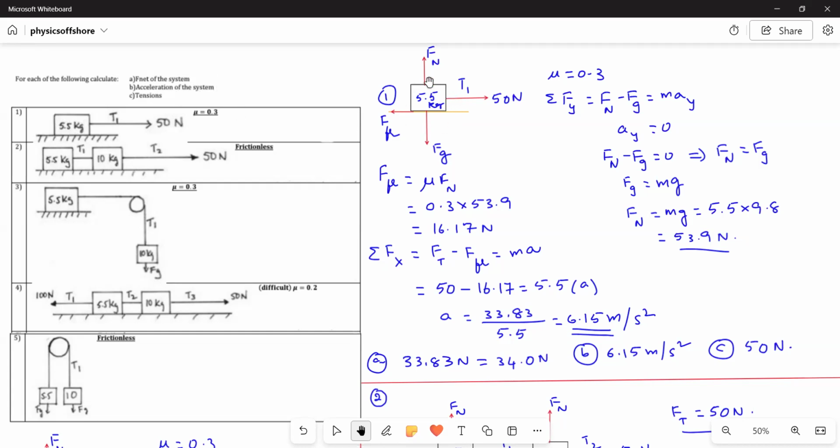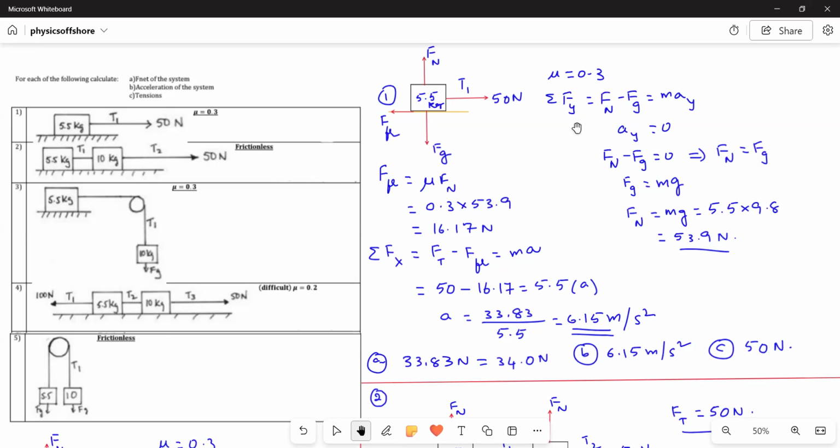Now for this I have drawn the free body diagram. So Fg is acting vertically downwards, Fn upwards, tension towards right, and friction towards left, because the object is moving towards right. Now, coefficient of friction is 0.3.